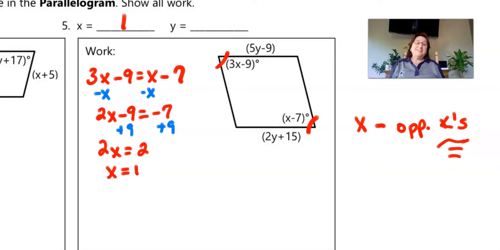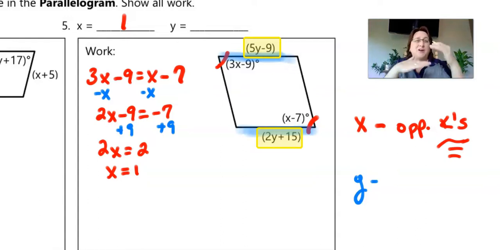Now, the next thing we want to look at is the value of Y. So we have to ask ourselves, Y is up here on this side and down here on this side. So if Y is on opposite sides, go look at your notes, go look at your flip chart, and tell me, what must be true about opposite sides in a parallelogram?